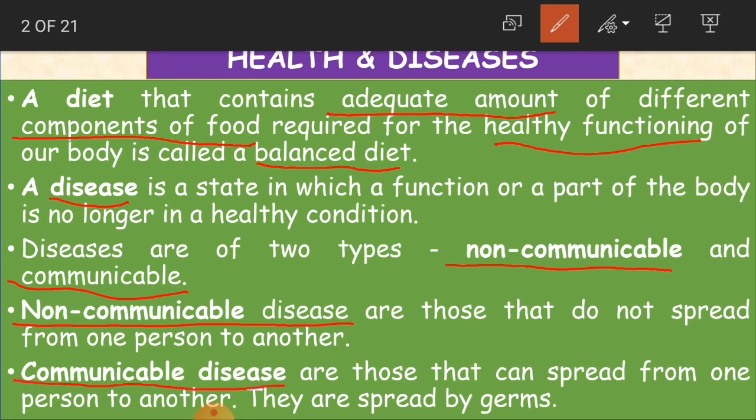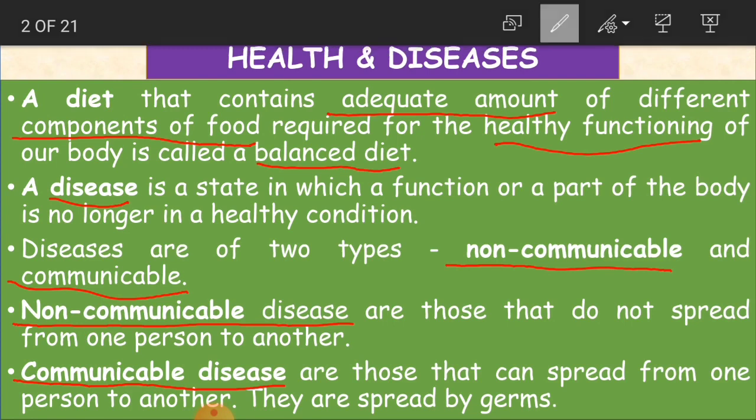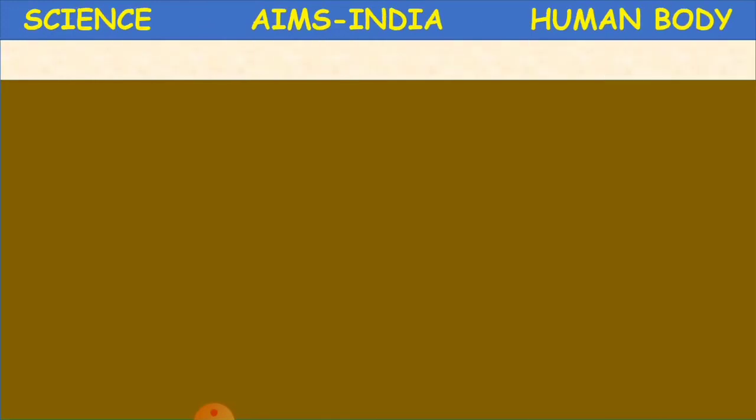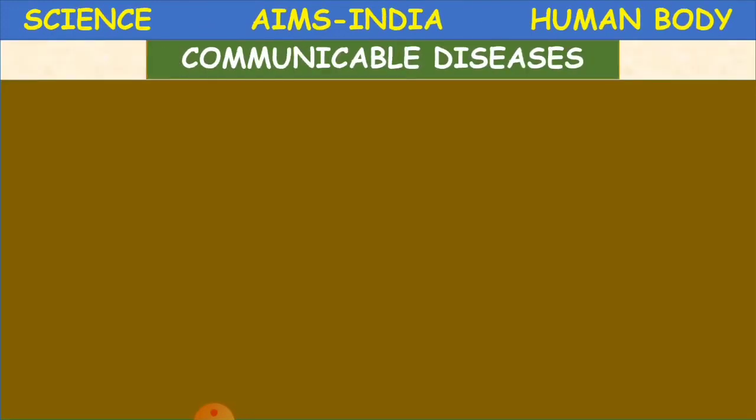Communicable disease. What is a communicable disease? Those that can spread from one person to another. They are spread by germs. How are they spread, children? They are spread by germs. For example, right now we are facing a very difficult disaster, that is coronavirus. It is a communicable disease. Like this we have other diseases which spread from one person to another, spread by germs. Okay children, so diseases are of two types, communicable and non-communicable.